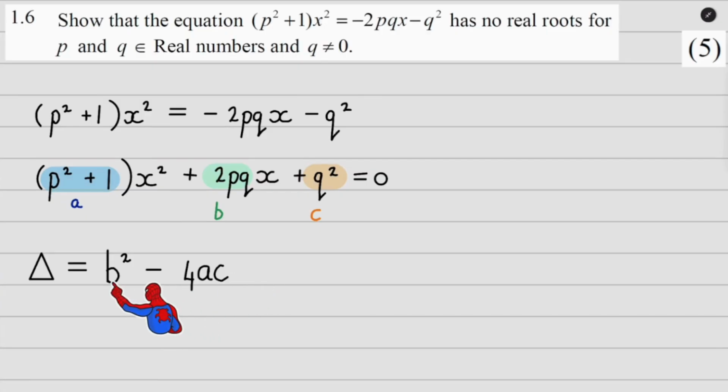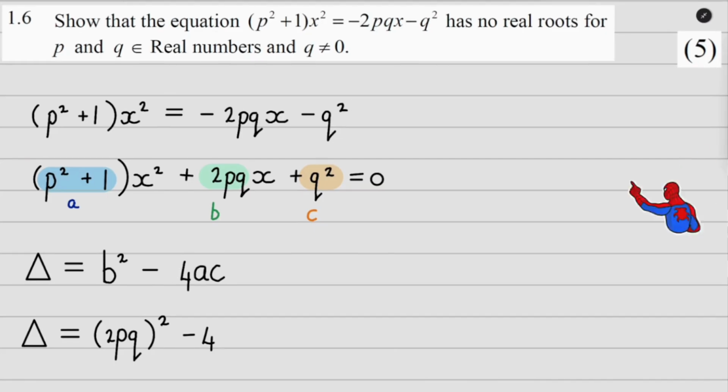Right, so I'm going to replace b with 2pq inside a set of brackets. And then I have the minus 4, minus 4. I'm going to replace a with p squared plus 1 inside a set of brackets. Just remember, brackets bless your life, my bro. And then one last thing needs to be substituted. We need the c value at the end here. So I'm going to replace the c with q squared, and for comfort's sake, I'm going to use brackets, my bro.